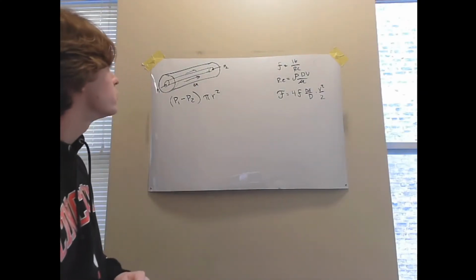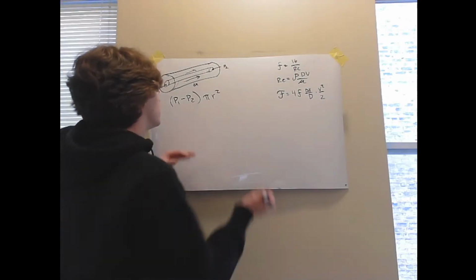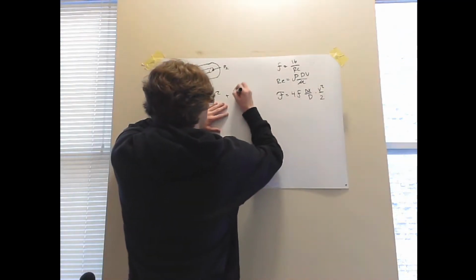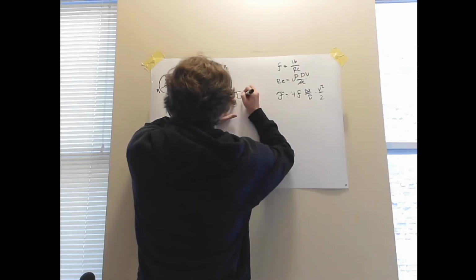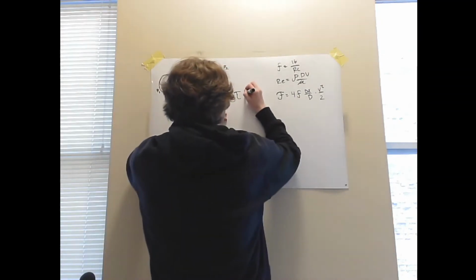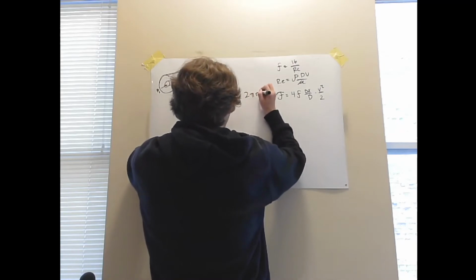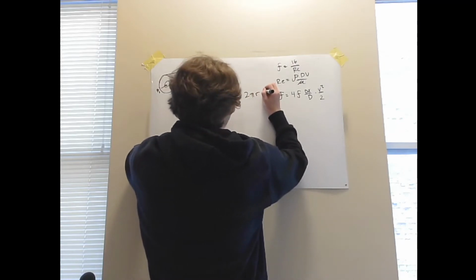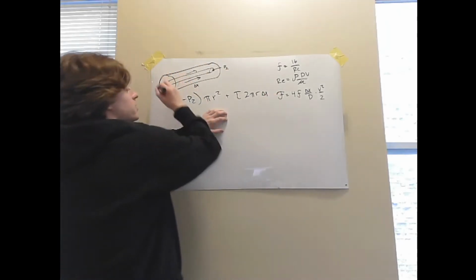And so in addition to the pressure on the end caps, there's also a shear force from the liquid moving by our control volume cylinder. And we can express that using the shear stress, tau, times the area. So the area is just going to be 2 pi r times the length of our pipe. So the circumference times the length.